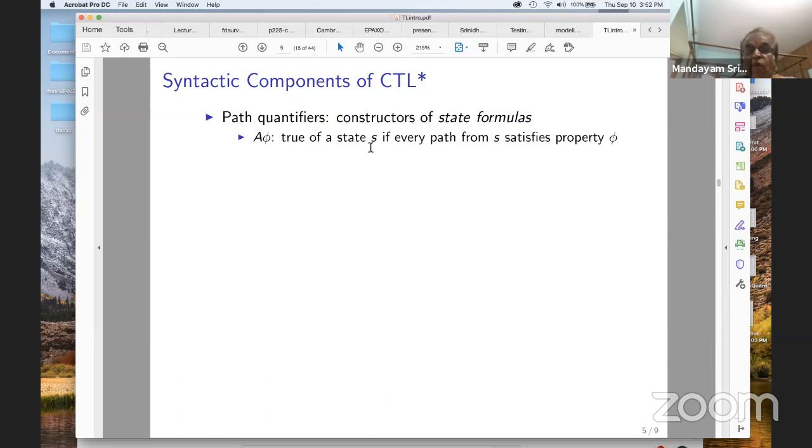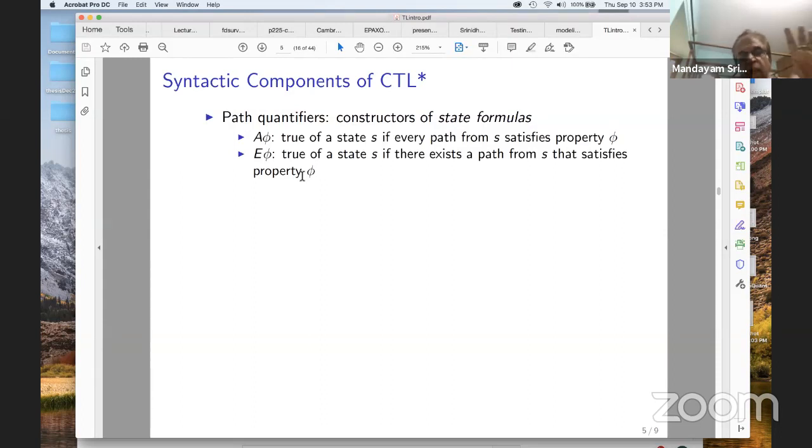So it is true of a state S if every path from S satisfies the path property phi. Okay. Similarly, you have E phi. That is true of a state S if there exists a path from S that satisfies the path property phi, represented by a path formula.